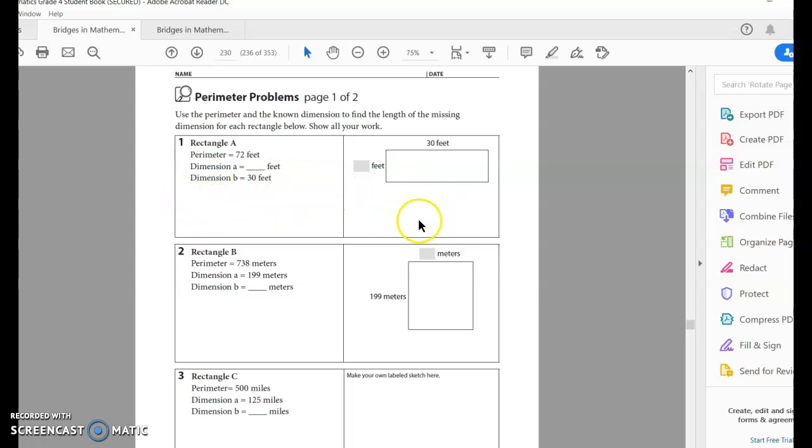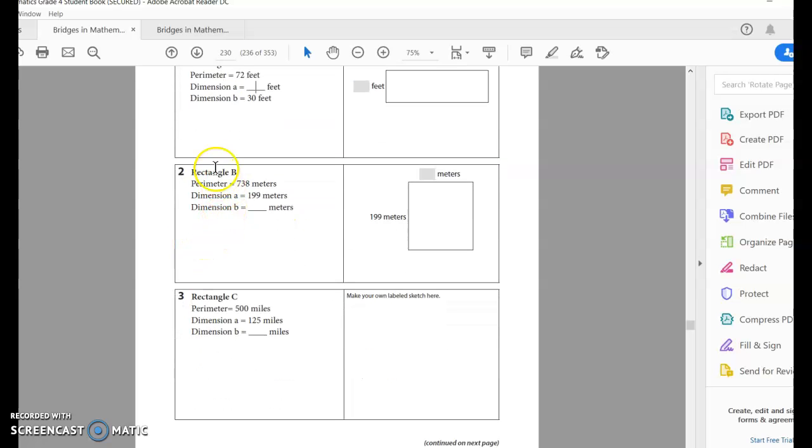You can show your work on both sides here. When you have it, please write the dimension here in this box and here, where it says dimension A, that blank line. Rectangle B for number 2. You know you have a perimeter of 738 meters. This time dimension A is 199 meters, and you're finding dimension B. Again, show all your work using the formula for perimeter to help you. What is the missing dimension? Please write it in this shaded rectangle, and on the blank line.